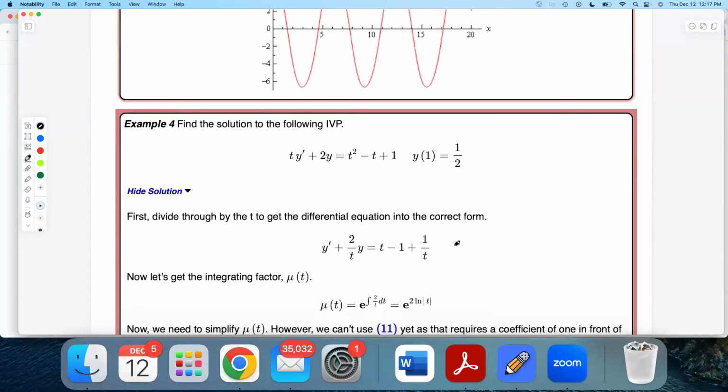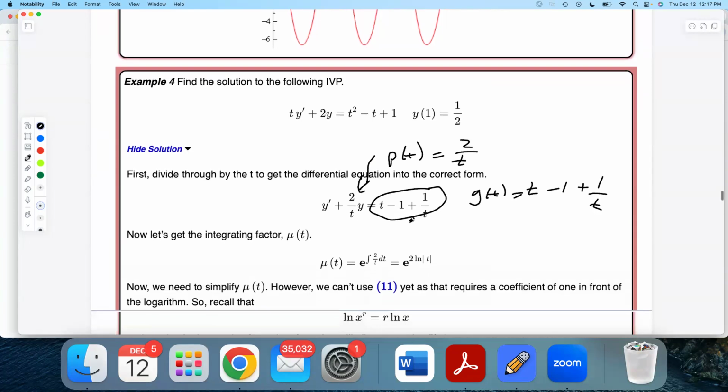So we get to this standard form. So here is my p of t. It will be 2 over t. And here's my g of t. That'd be t minus 1 plus 1 over t. Now, you may recall we said earlier that these functions need to be continuous. Well, they are continuous, except at 0. So whatever solution we get at the end won't be valid at 0. But on, say, the interval 0 to infinity with a parenthesis on 0, our solution will be valid.